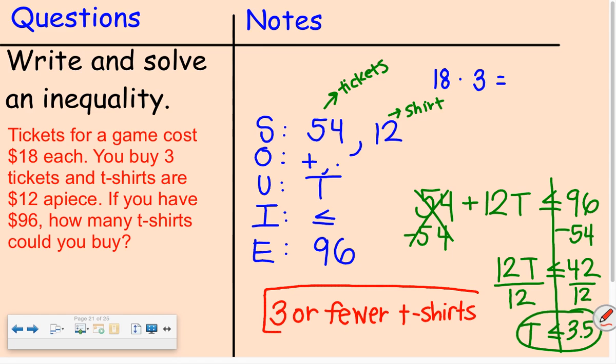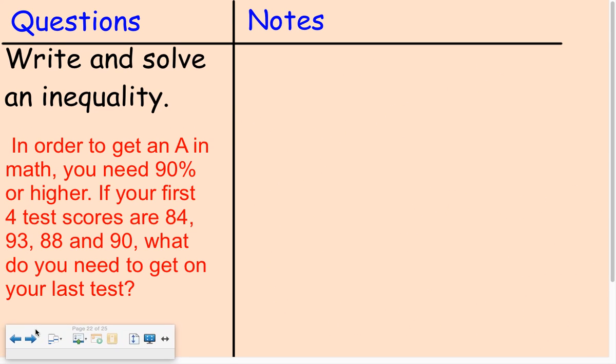So that's one where that number matters. When you end up with a decimal, you can't have half of a shirt. You have to think about that logically. Okay. All right.